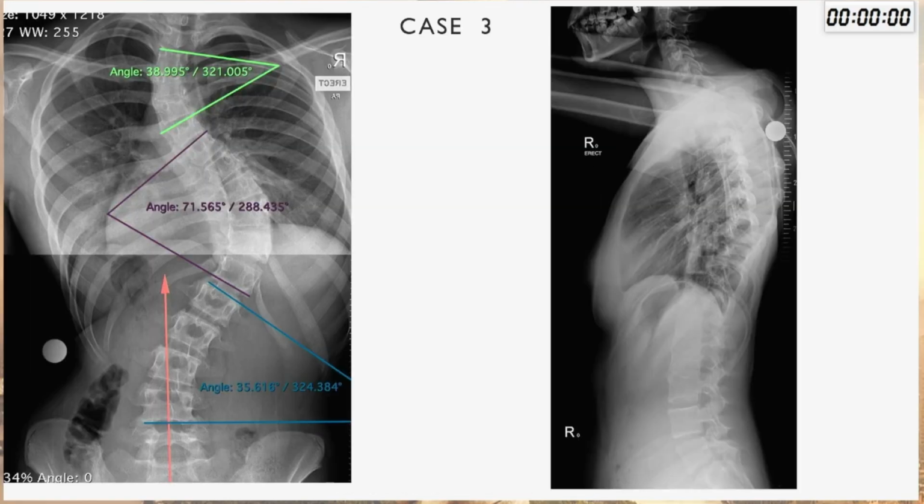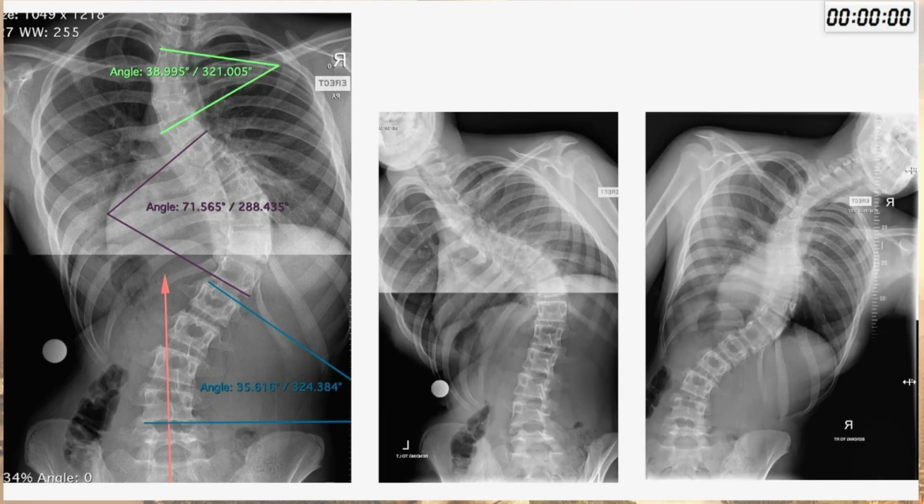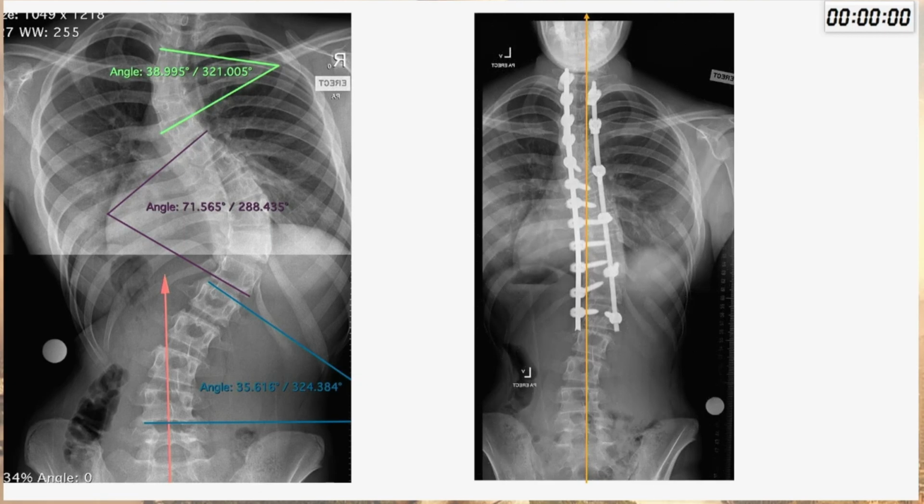And the last case is one of my mistakes. Okay? Sometimes, I don't know what we were thinking. So this is another case. Main thoracic and upper thoracic, and the lumbar curve is non-structural. So I stopped here.